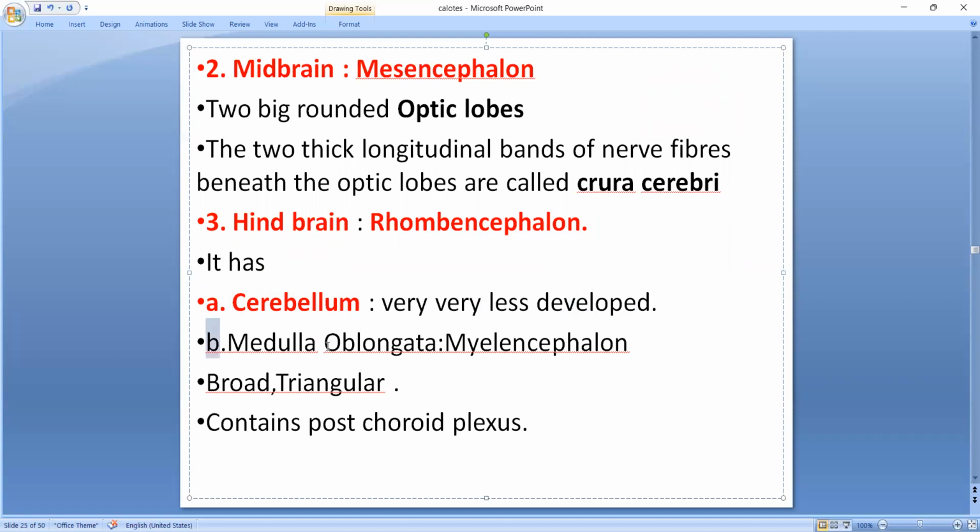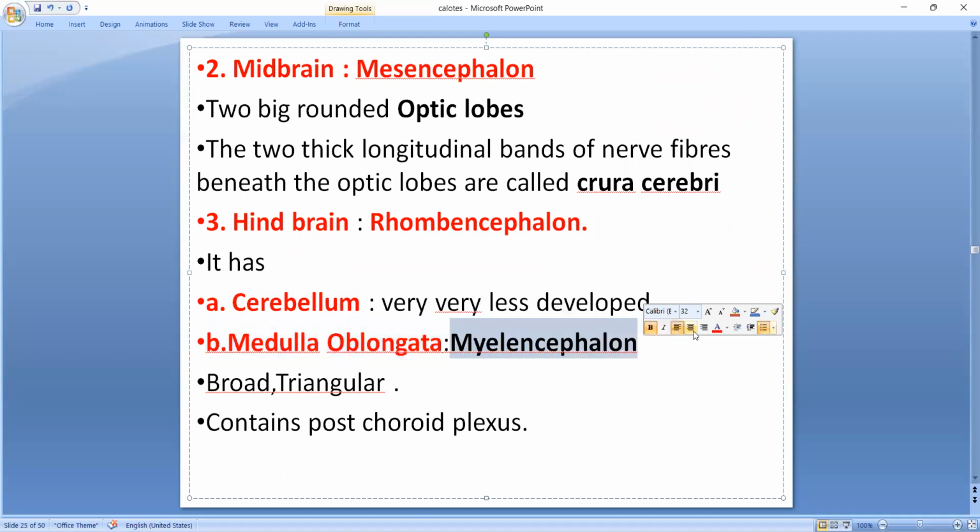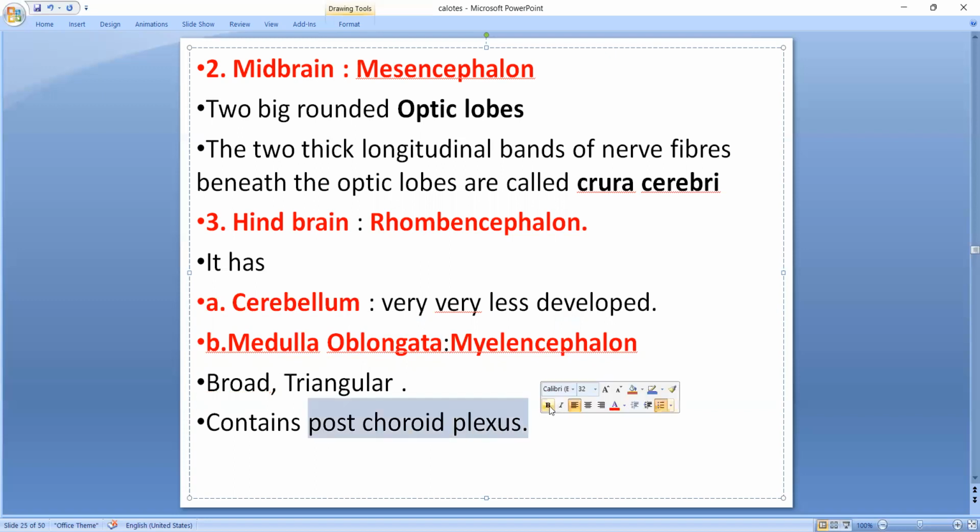And the last part is the medulla oblongata, also known as myelencephalon. It is broad and triangular. Anterior is broader and posterior is tapering, and it is continued as the spinal cord. It contains the posterior choroid plexus.